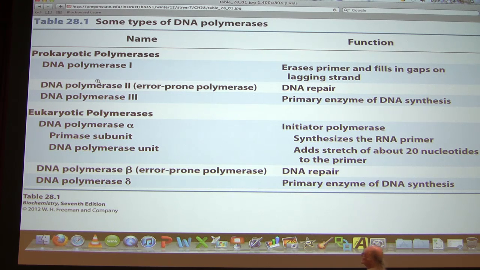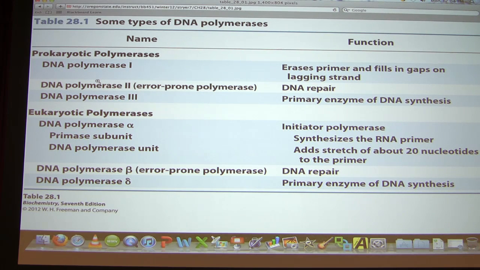As I noted, DNA polymerase 2 is involved in repairing damage to DNA. It's called an error-prone polymerase, as are the others. The reason for that is that when DNA is damaged, making guesses about what the appropriate base pair is makes some sense if you're going to try to synthesize a strand. And so the other polymerases tend to be of that nature.